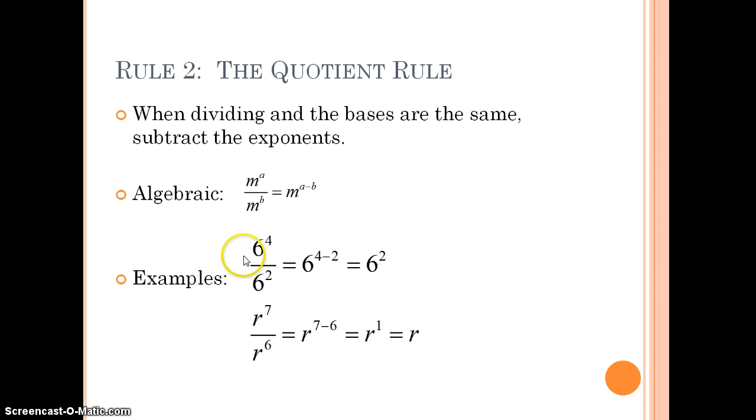Real life, 6 to the 4th divided by 6 to the 2nd equals 6 to the 4 minus 2, or 6 to the 2nd power. R to the 7th divided by r to the 6th equals r to the 7 minus 6, or r to the 1st, or just plain old r.